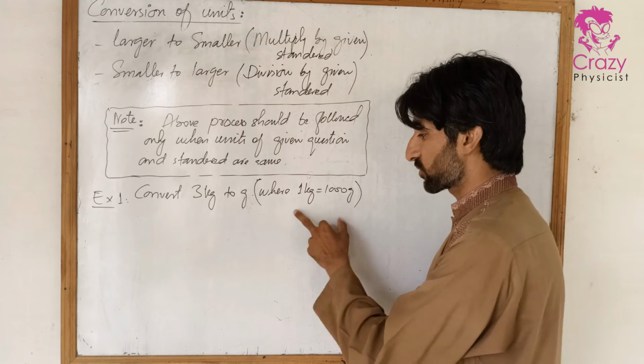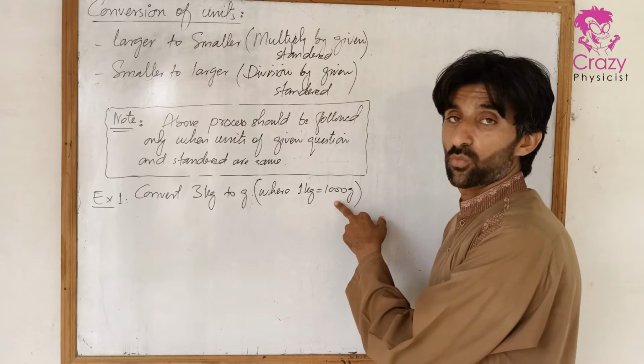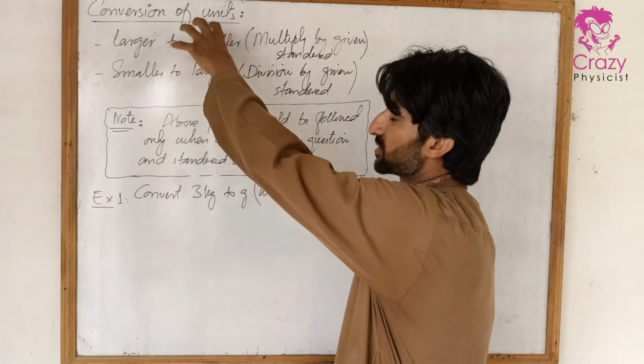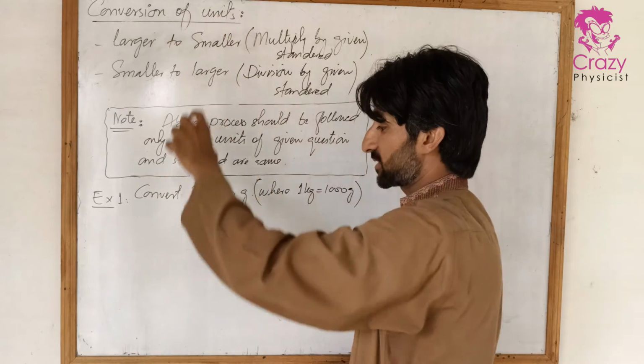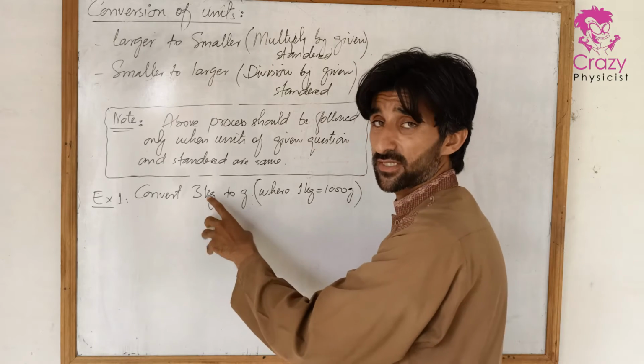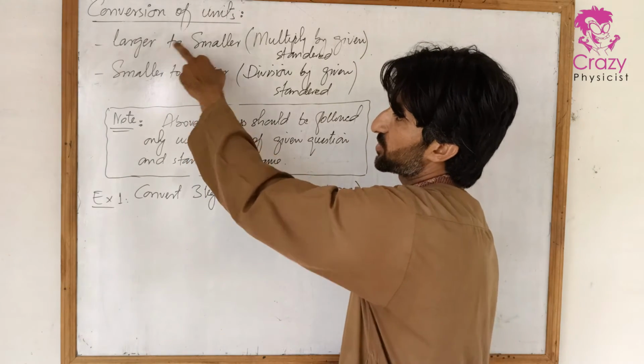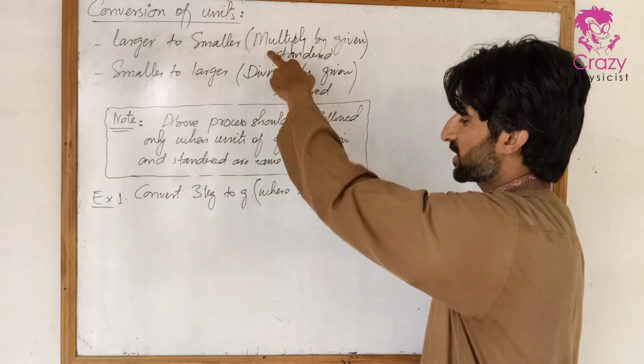The standard is given over here. 1 kg is equal to 1000 gram. So now, before going to the above two simple methods, because kilogram is the larger unit and gram is the smaller one, we are going from larger to smaller one. So we have to multiply it by the standard.